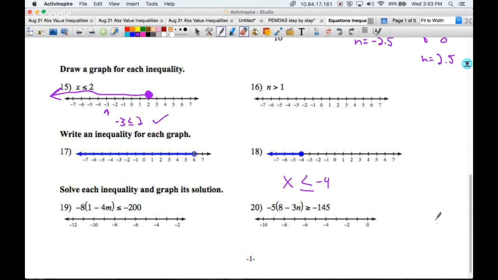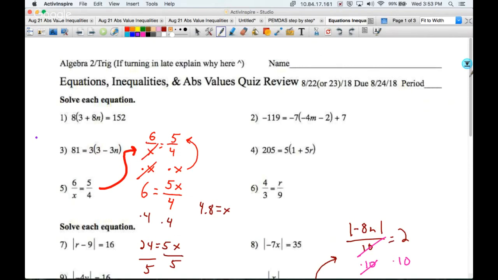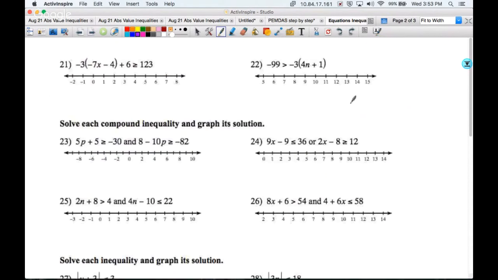Solve each inequality and graph its solution. Let's see, we've got 2 more on this page. Maybe 21 looks a little more challenging. Actually, do I have an example? Yeah, we'll do 21.